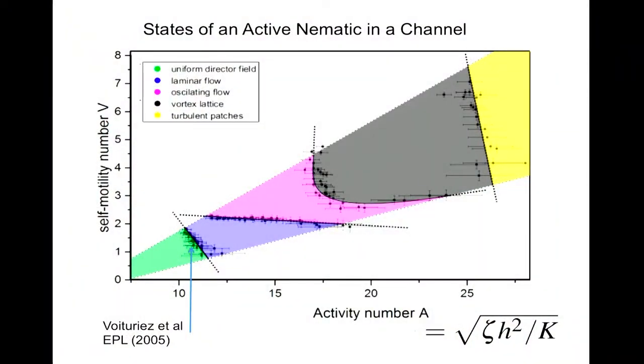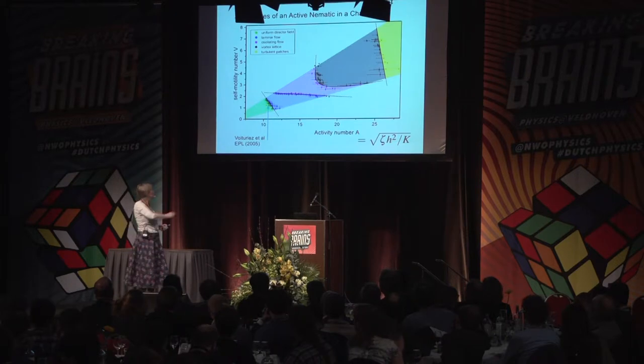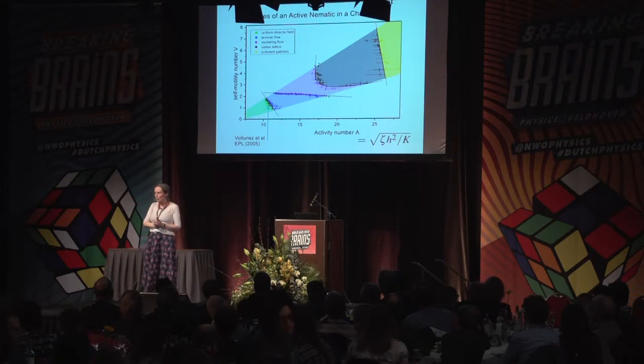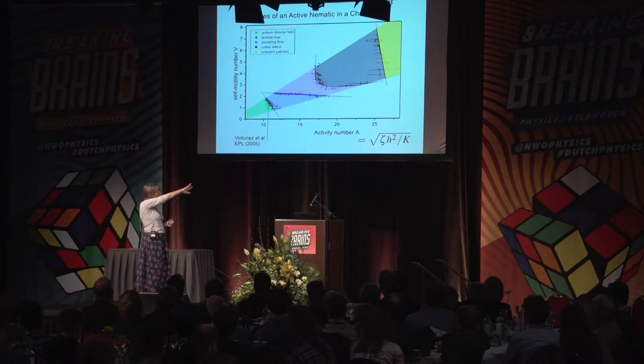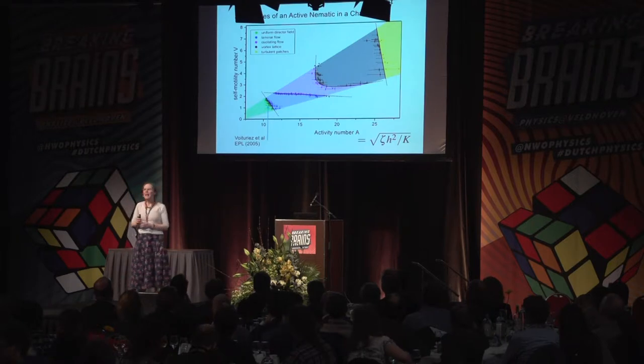So what happens if I take my active material and put it in a microchannel? The x-axis is increasing the activity. And as you increase the activity, you go from a green bit where nothing's moving to a blue bit where you start getting laminar flow. And then you get the purple bit where the laminar flow starts oscillating. And then you get the gray bit where you get vortices. And then you get the yellow bit, which is turbulent.